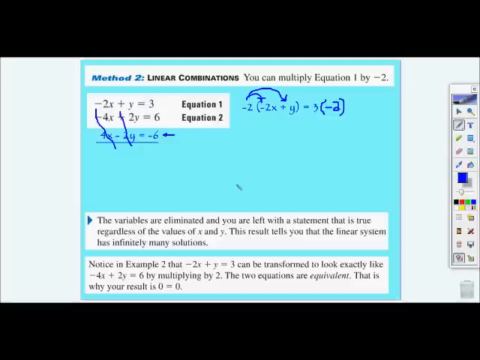Do notice in example 2 that the negative 2x plus y equals 3 can be transformed to look exactly like negative 4x plus 2y equals 6 by multiplying by 2. The two equations are equivalent. That is why your result is 0 equals 0.